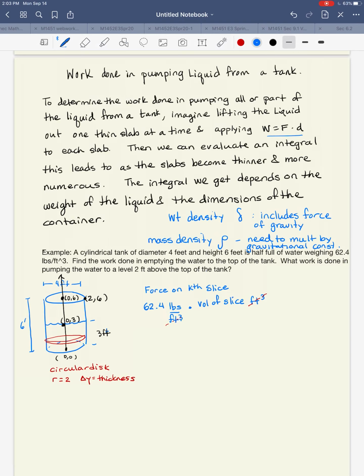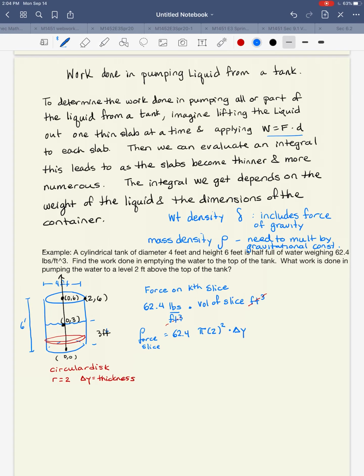Now our slice is a disc whose radius, no matter where it's put, is going to be 2 feet. And so the volume of the slice is pi times 2 squared times its thickness. And then we've got the 62.4, and that's the force on the kth slice. Actually, on the slice. That's my y-axis. So let's just call it the force on the slice.